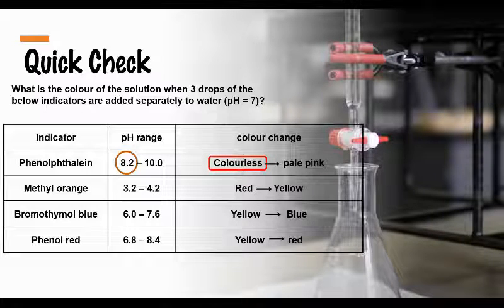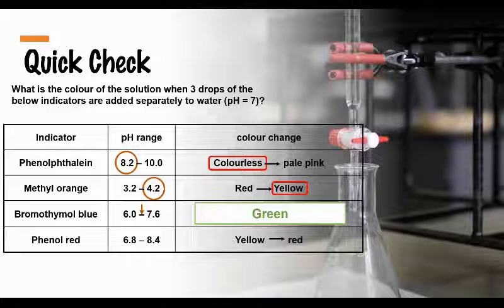For methyl orange, the color change is from red to yellow. Since the pH of water is 7, which is greater than 4.2, when methyl orange is added into the water, the color of the solution will be yellow. Next, the bromothymol blue has the color change of yellow to blue. Again, the pH of the water is 7, which is in between the pH range of bromothymol blue. Hence, the color of the solution should also be in between yellow and blue, which is green.